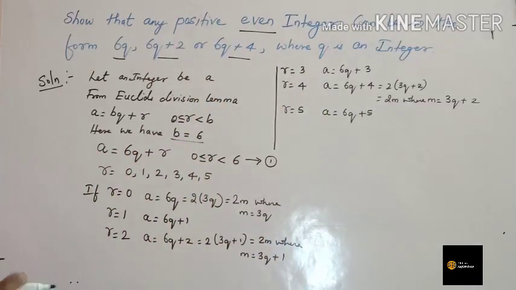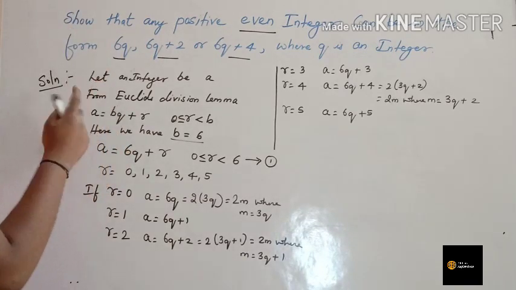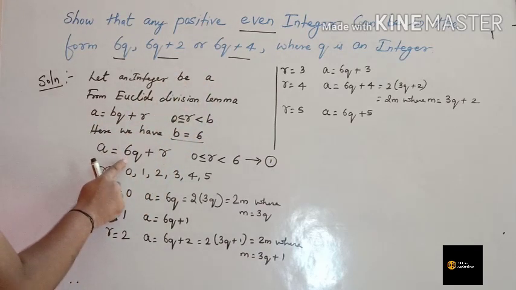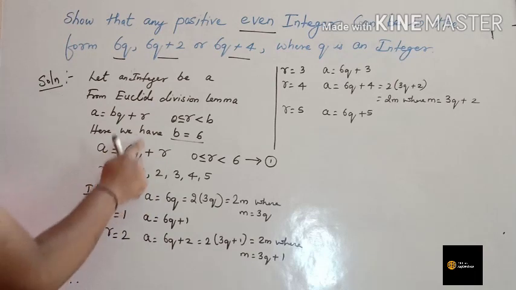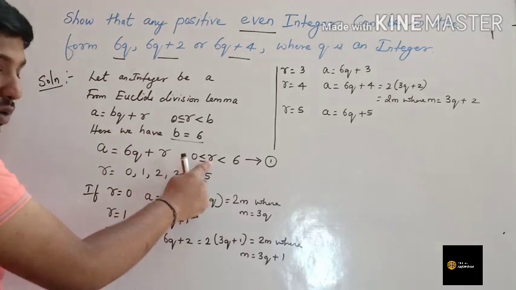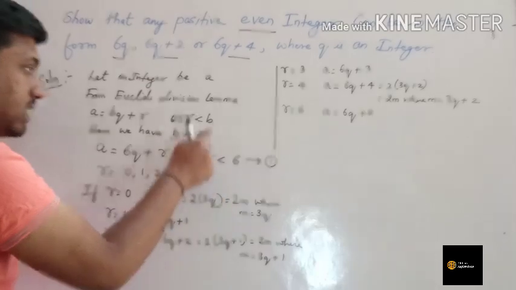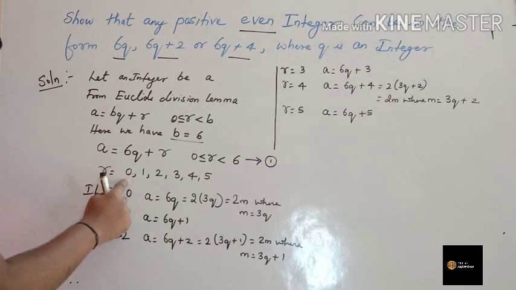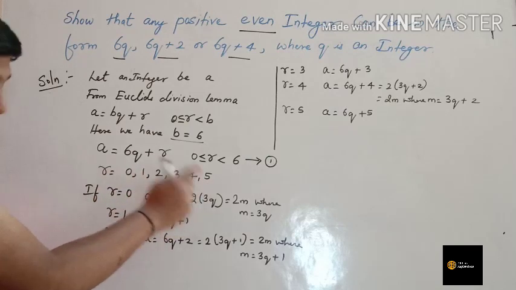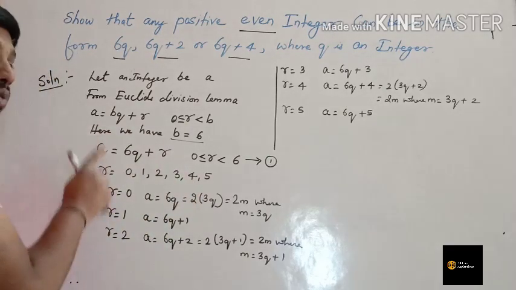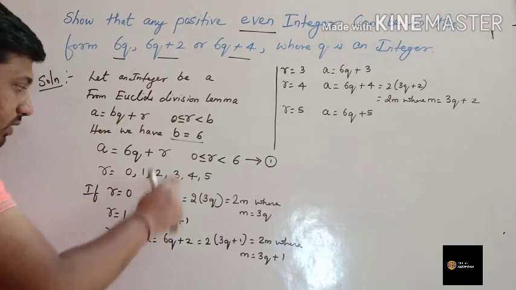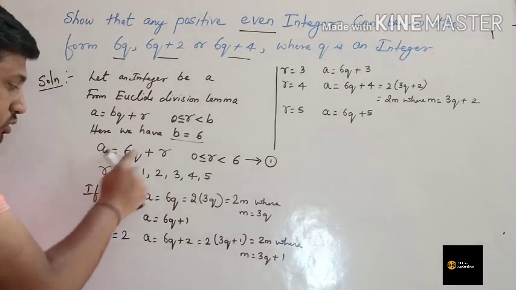I'll stop. See, since we are dividing the number by 6, any integer, we have considered an integer a and dividing that by 6. So we have a is equal to 6q plus r, where b takes the value of 6 and the remainder is always between 0 and 6. So that was the possibility, that is r is equal to 0, 1, 2, 3, 4, 5. And now one by one we are going to consider. First I considered r is equal to 0. I substituted r in equation 1, a is equal to 6q plus 0.